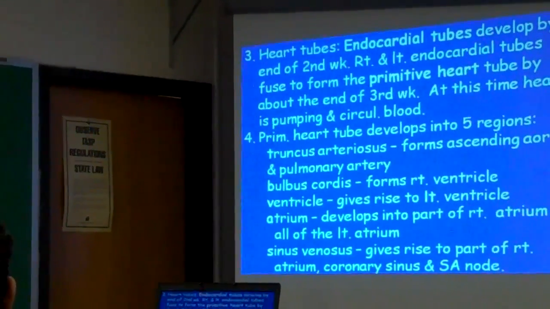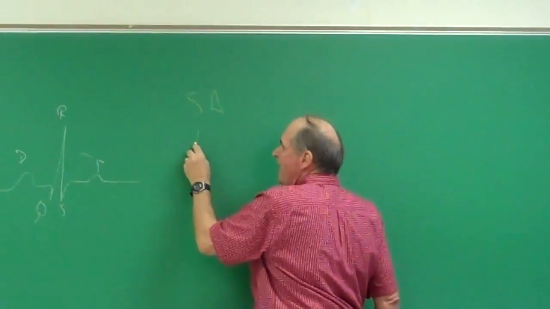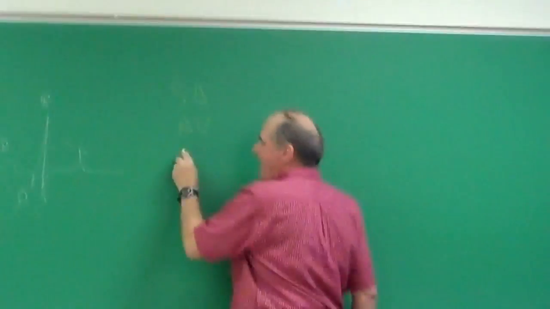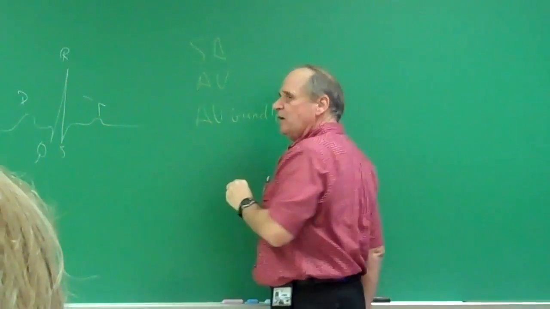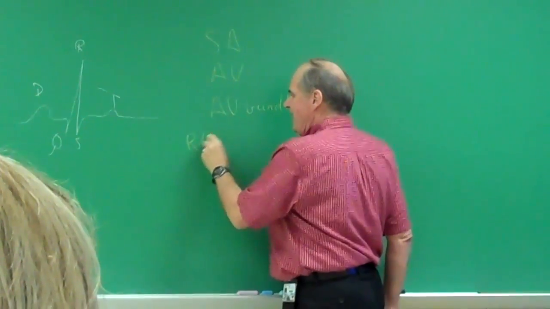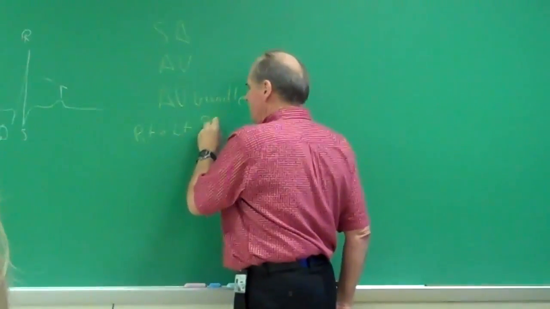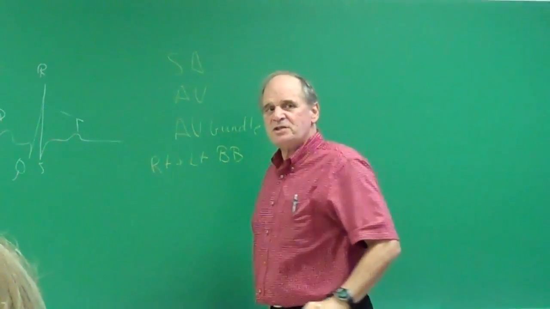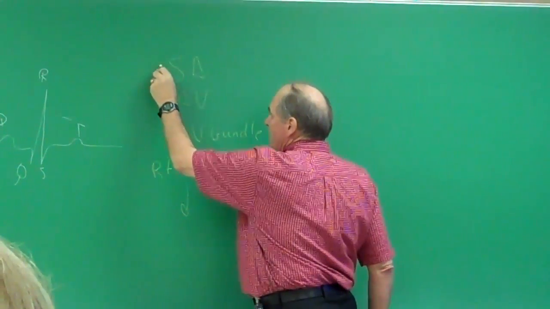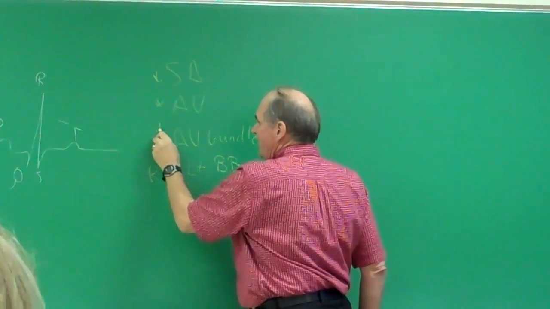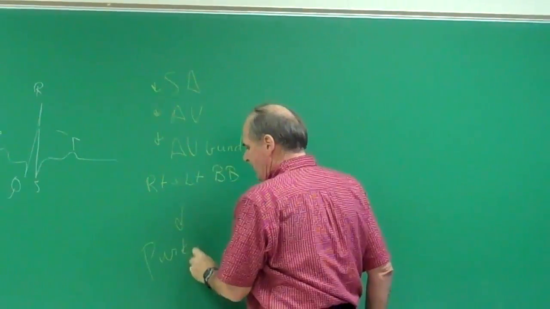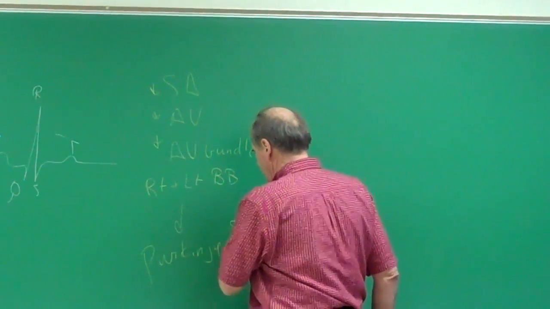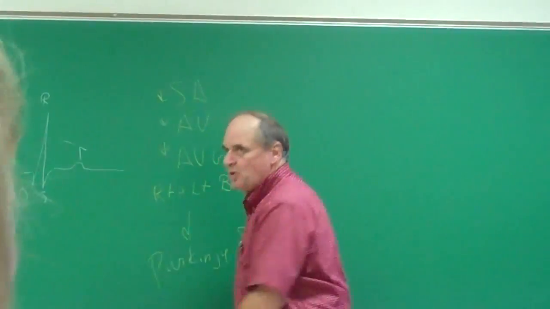Our electrical system in our heart goes like this, y'all. Look. SA node, AV node, AV bundle. This is the hierarchy. AV bundle, right and left bundle branches, and look at this: SA, AV, AV bundle, right and left bundle branches, Purkinje, P-U-R-K-I-N-J-E, fibers.